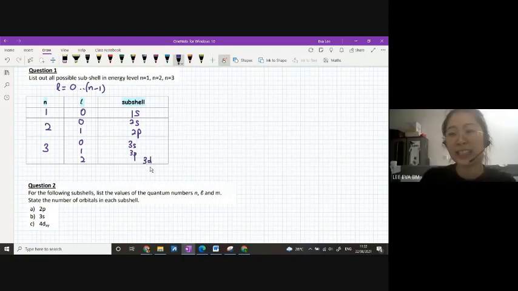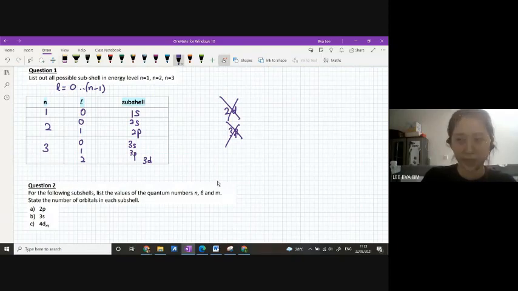So kalau awak nampak 3F, something is wrong because F is represented by the value L equals 3, which is impossible. So it is not allowed. Kalau awak nampak 2D, nampak 3F, something is wrong. Maksudnya kalau tak ada dalam list, maka dia tak wujud. It's not allowed, it's impossible. And you need to know the reason why. Sometimes it asks why it is not allowed, so you need to list out the values.